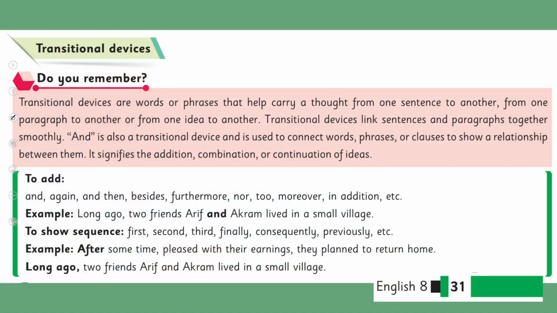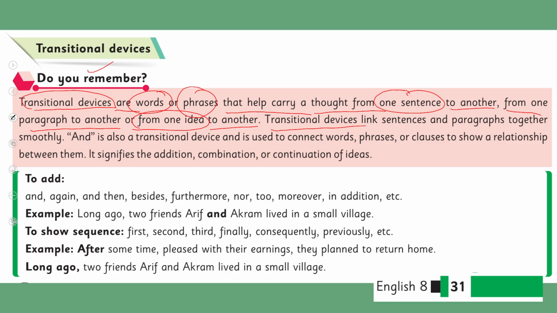Now, from your page 31 of the book, do you remember that transitional devices are words or phrases that help carry a thought from one sentence to another, from one paragraph to another, or from one idea to another? So if you want to move from one sentence to the other one, or the paragraph, or from one idea to another, we use words and we call them transitional words, and we also call them transitional devices.